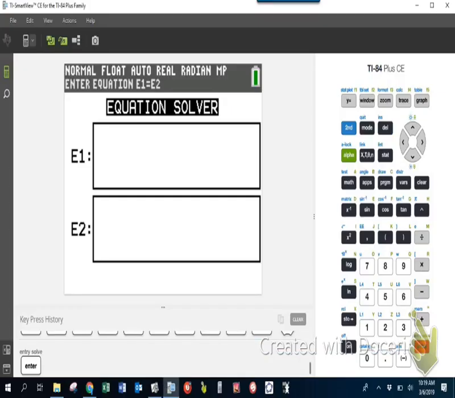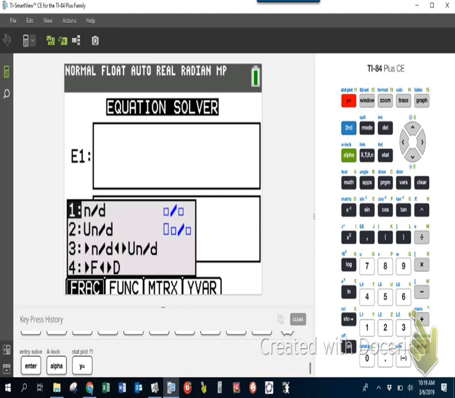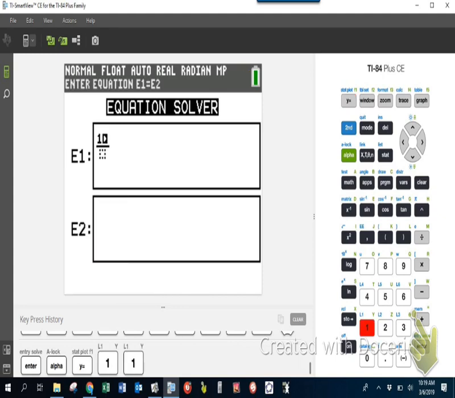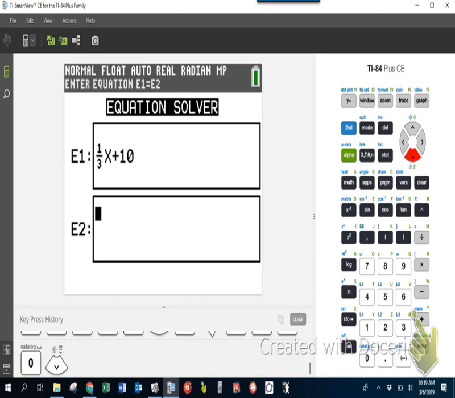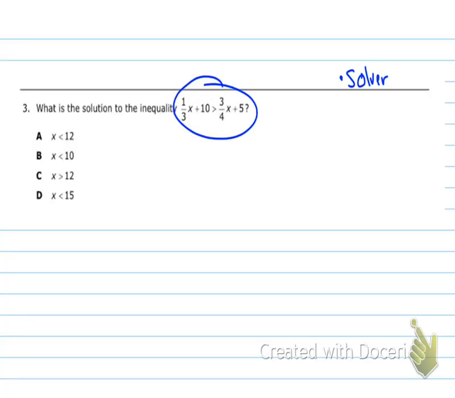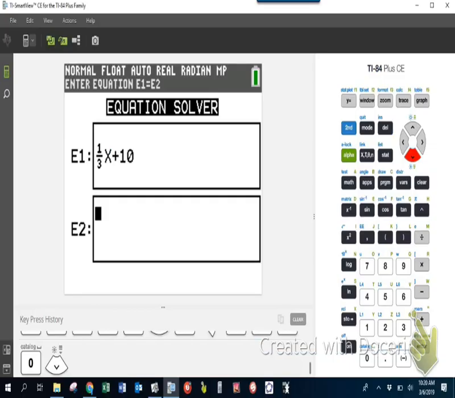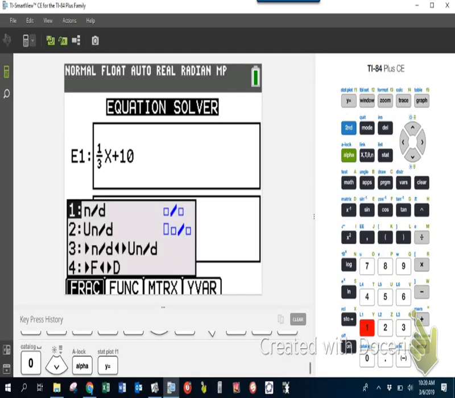So let's do 1/3 x plus 10. That's on one side. And then let's scroll down to the other side. So E2 is the second side of the equation. That's going to be 3/4 x plus 5. So let's do 3/4 x plus 5.